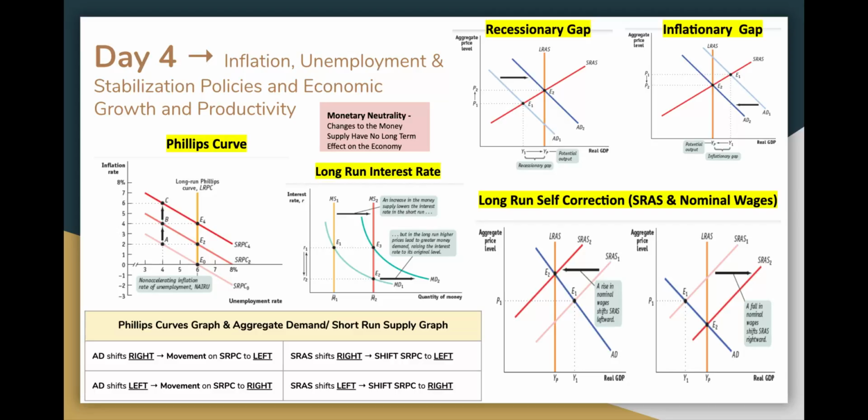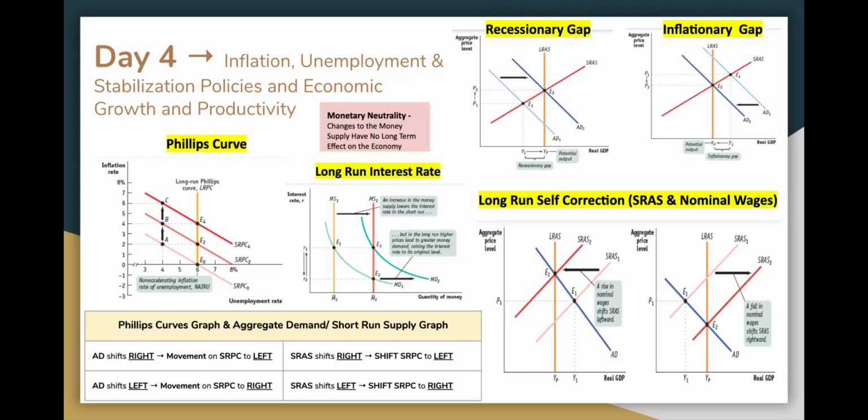Then we take a look at the short run aggregate supply curve. Let's say that it shifts to the left. That means that the short run Phillips curve is going to shift right. So that's the Phillips curve. It's very important to understand what the Phillips curve looks like, what the labels are, what movements look like, what shifts look like. That's the important stuff here.